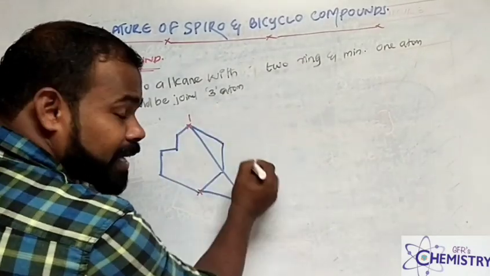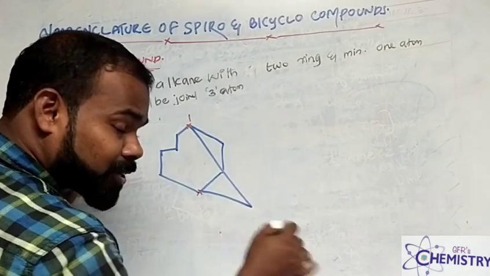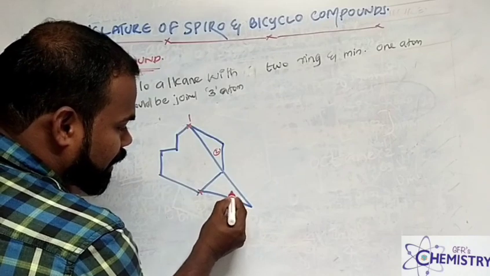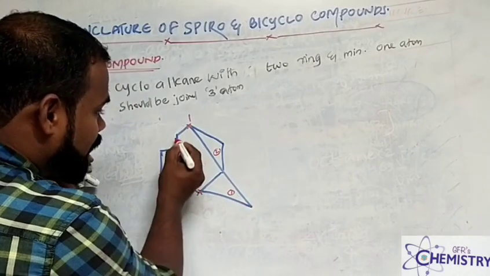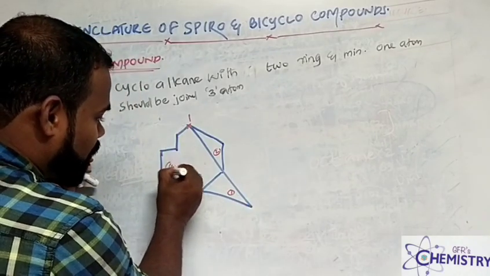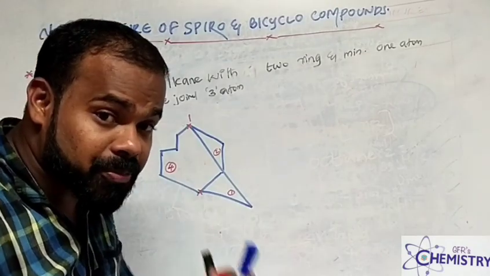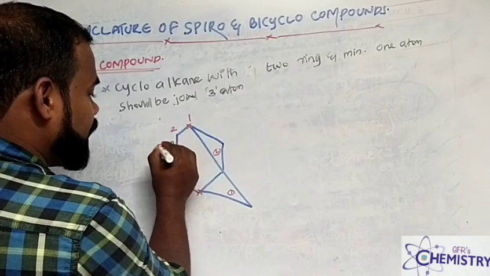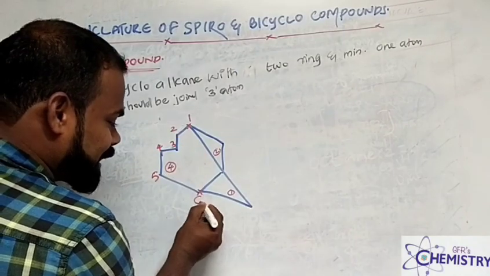Look here, first count the number of carbons. Here 2, this side 2, here 1. This one only: here 1, 2, 3, 4, so here 4. Then numbering should go along the biggest chain: 1, 2, 3, 4, 5, 6.